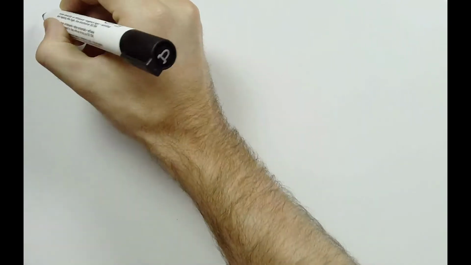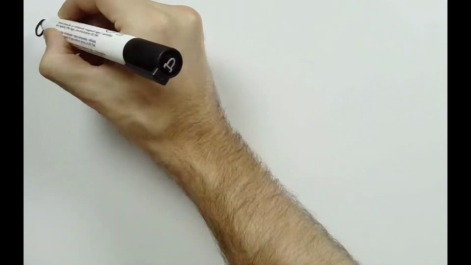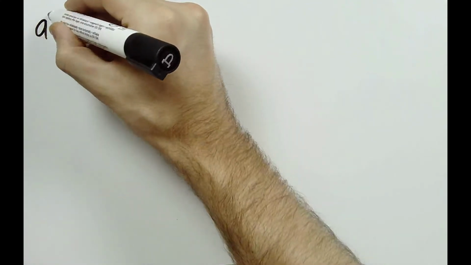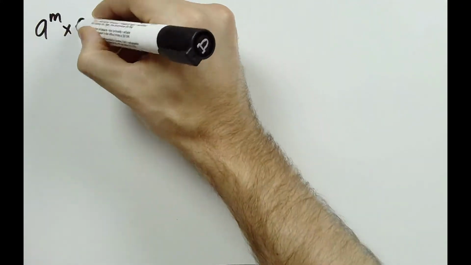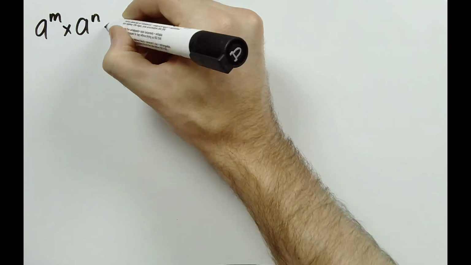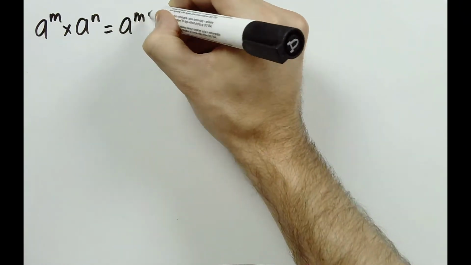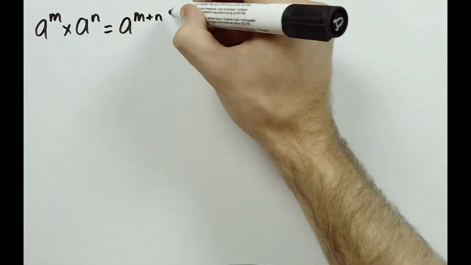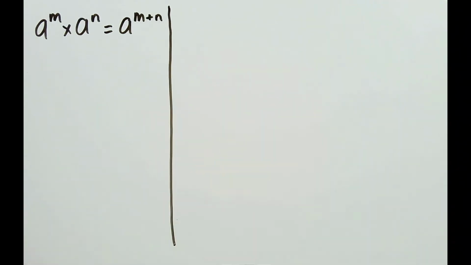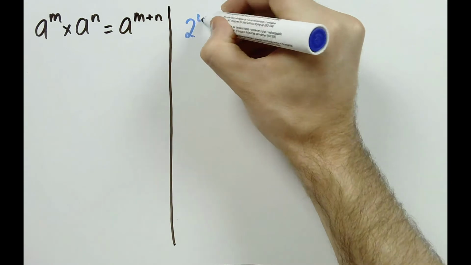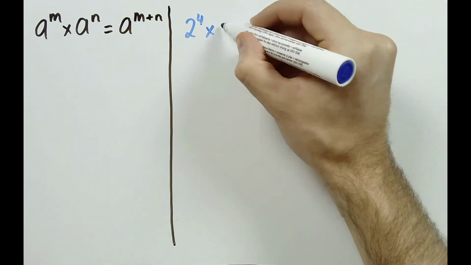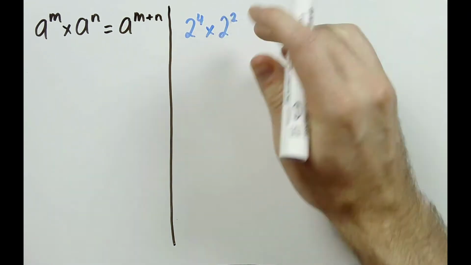So the first law which we'll look at says that a to the power of m times a to the power of n equals a to the m plus n. So let's say we have a number, 2 to the power of 4 for example, and we want to multiply it by 2 to the power of 2.